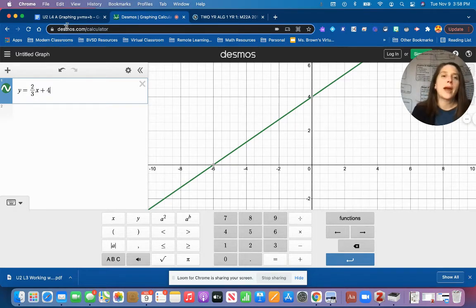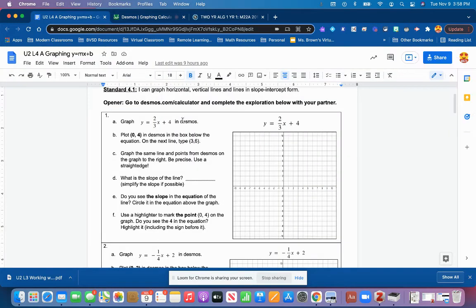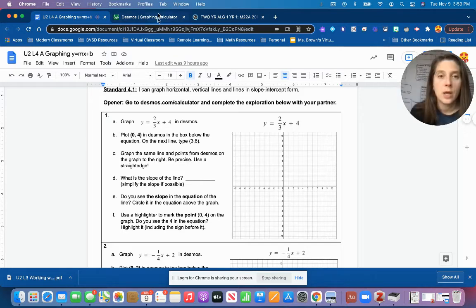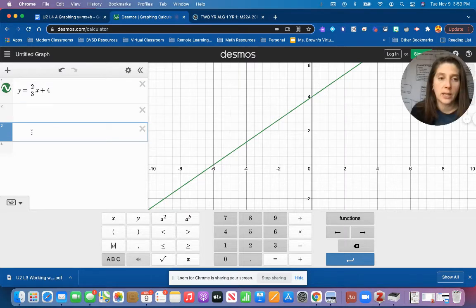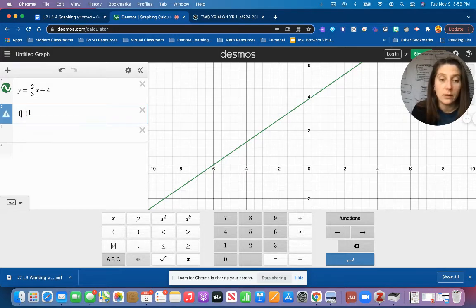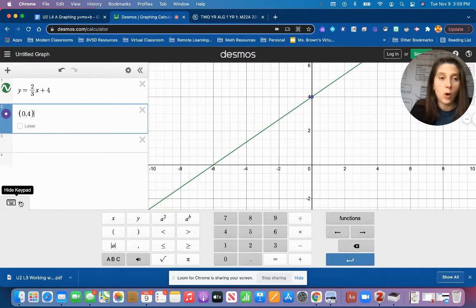The next directions tell us, after we graph this, it says to plot the point (0, 4) in Desmos in the box below it. To do that, you simply press enter, or you can click on the space below that. So in the box after that, we want to graph the point (0, 4). You have to put the parentheses in. You can get the parentheses from that keypad that can pop up, or you can do it from your Chromebook keypad. (0, 4), we need to close that. And you can see that that is a point on our line.